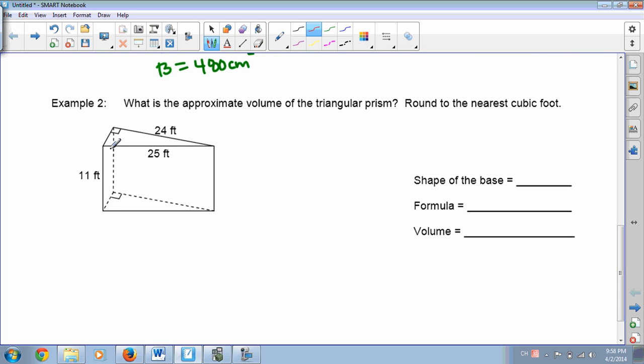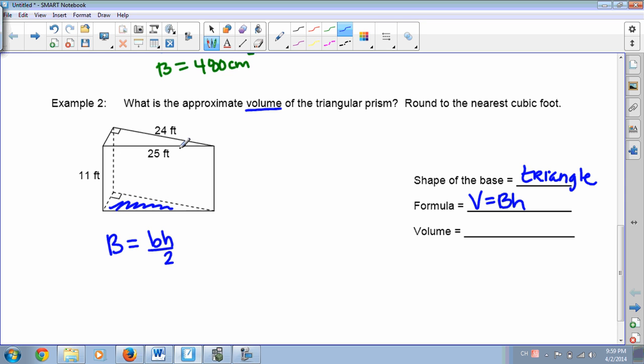So in number 2, this is a triangular prism, so we cannot use length times width times height because it's not a rectangular prism. Okay, the bases are the triangles. What is the approximate volume of the triangular prism? So since we're looking for volume, again, we're using big B times H. And since our shape of the base is a triangle, we need to find area of a triangle for our big B, which is base times height divided by 2. So we need the base and the height of our triangle.